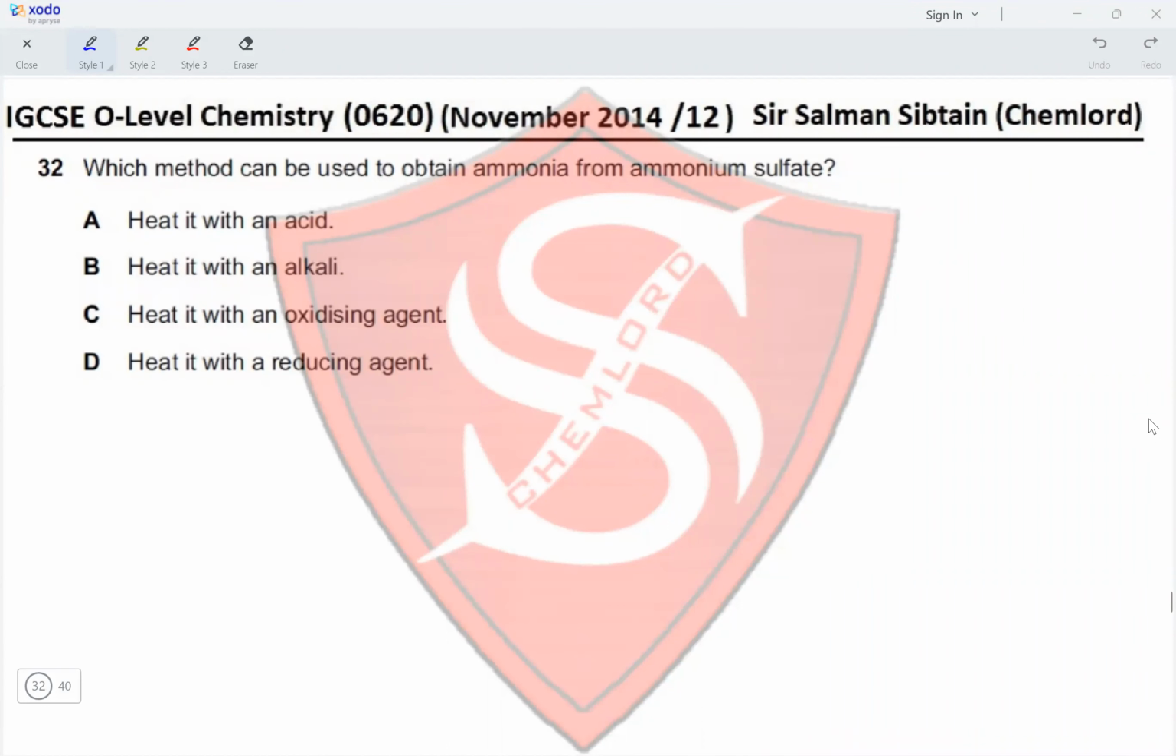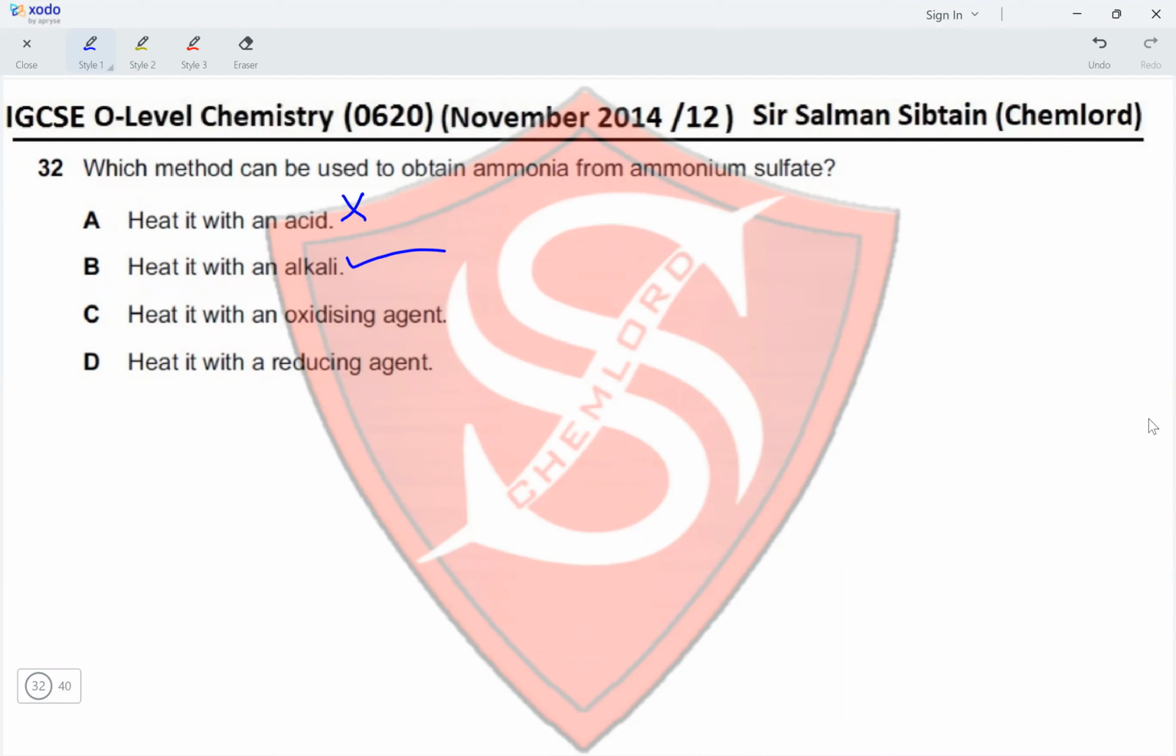Question 32. Which method can be used to obtain ammonia from ammonium sulfate? Heated with an acid? No. Ammonium sulfate is an acidic salt. It would not react with an acid, it would react with an alkali or a base. So the next is, is it heated with an alkali? Yes, this would produce ammonia.